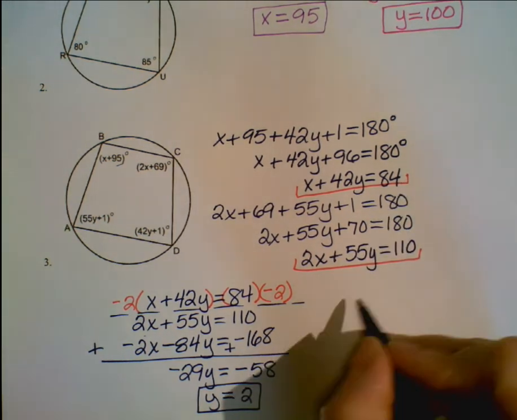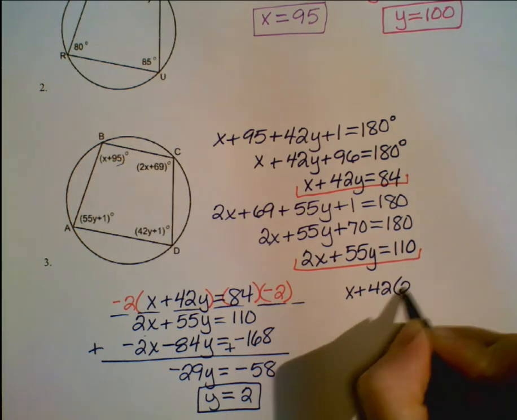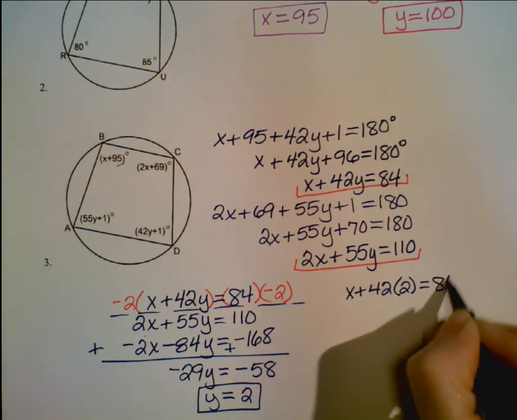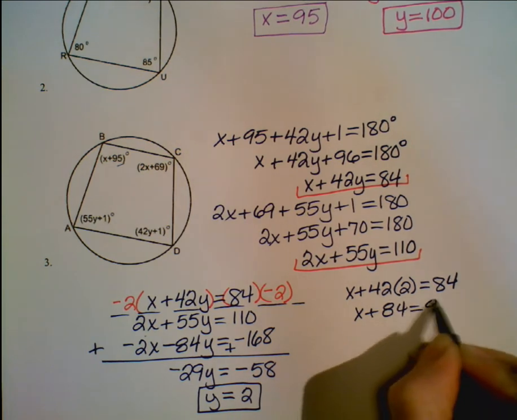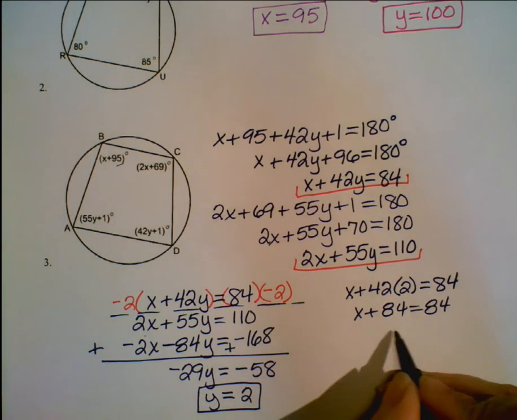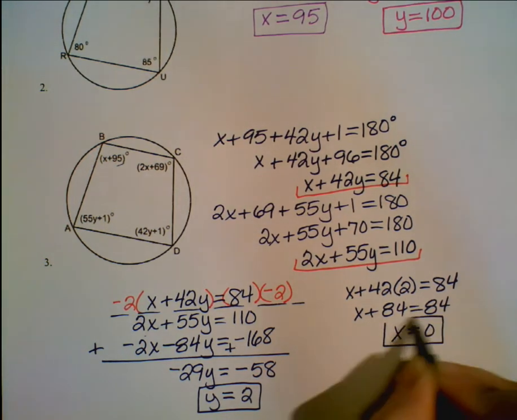So using that equation then, I get x plus 42 times y, which is 2, equals 84. So x plus 84 equals 84. Subtract 84 from both sides and we get x equals 0. And those become our solutions.